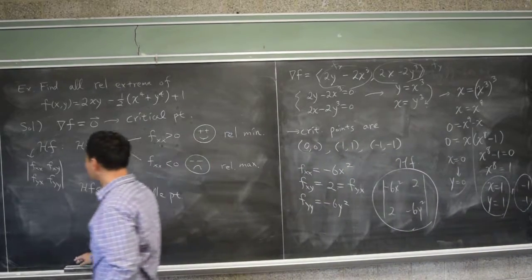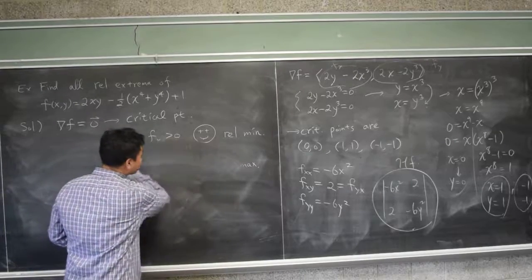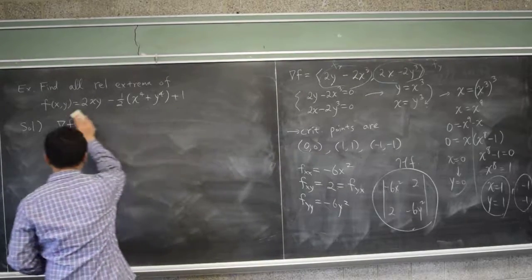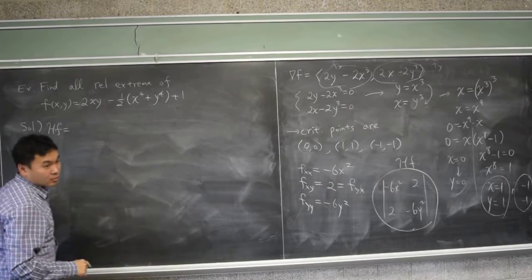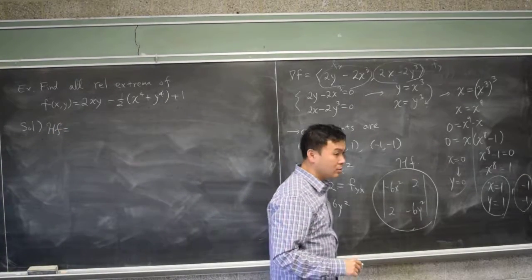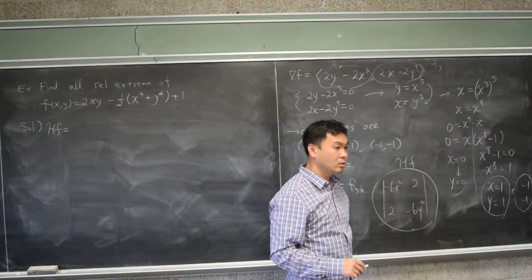All right, so let's continue the calculation here. H of f is, yes. Will you ever have a 3 by 3 Hessian?